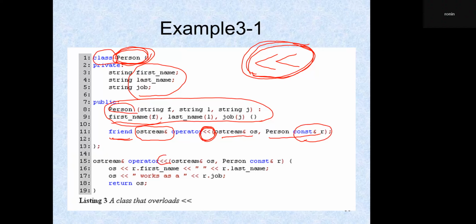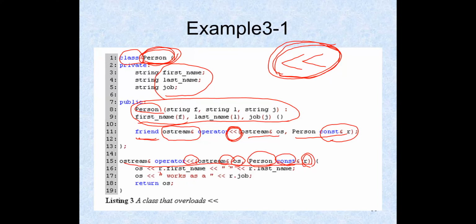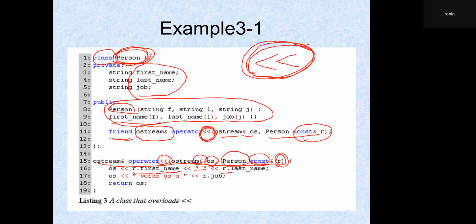How to overload the insertion operator? This is the syntax. It has two parameters. The first is os. os should be an ostream reference. The second is a user-defined class. And we should not modify r, so we use const to describe this r. Then we output the first name, space, and last name. We copy this string to os, which is an ostream object. Then we copy the word works as, and r's job, to os. Then return os.